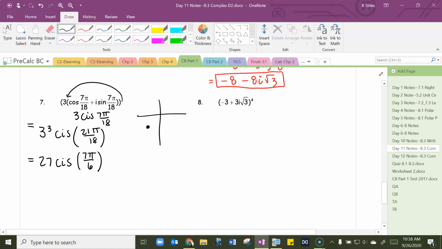7 pi over 6 would also be in quadrant 3 because it's a little past pi. Because again, pi would be 6 pi over 6. So 7 pi over 6 is just past that. Again, this is polar form, but the directions ask for rectangular. So now we'll go ahead and expand this.